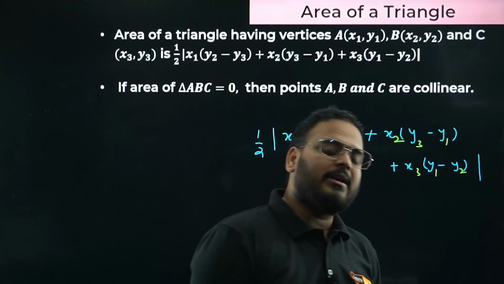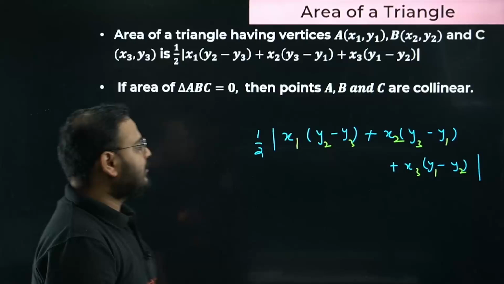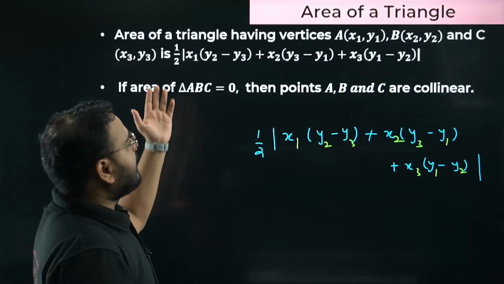We have 2 3 1 and we have 3 1 2 as well. Okay, we have 3 1 2 as well. This is the formula for the area of a triangle.